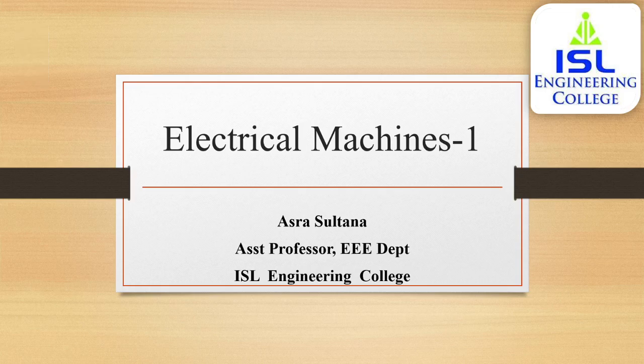So in today's class of Electrical Machines 1 subject, which I am taking for second year students, I am going to tell about methods of improving commutation and about reactance voltage. So let us see first what we have seen in the previous classes. We have seen armature reaction and commutation in DC machines in the previous classes.